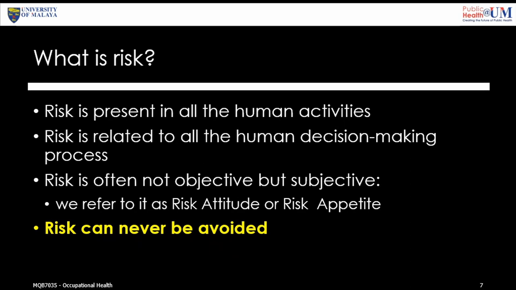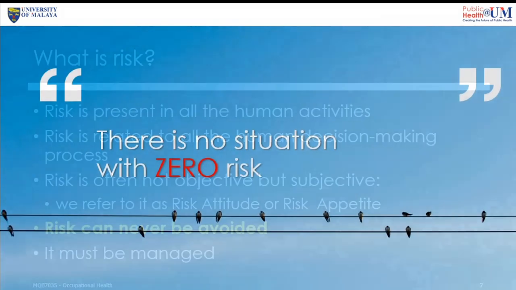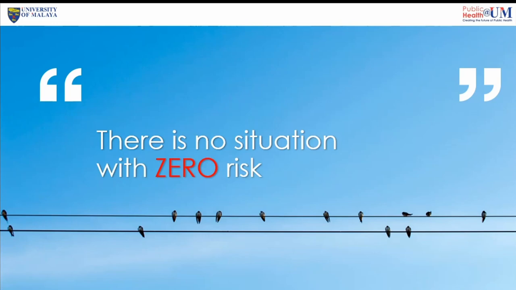But why do we insist that people must make decisions based on what we tell them to do? Why can't people make their own decision on what is the risk? So that is another discussion that maybe we can have later. So risk must be managed. The main take-home message is there's no situation with zero risk. That's the only thing you need to understand. There's no situation with zero risk.